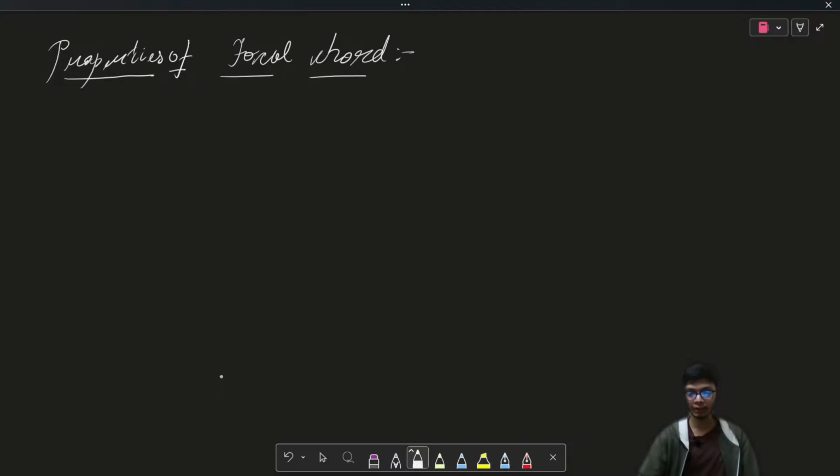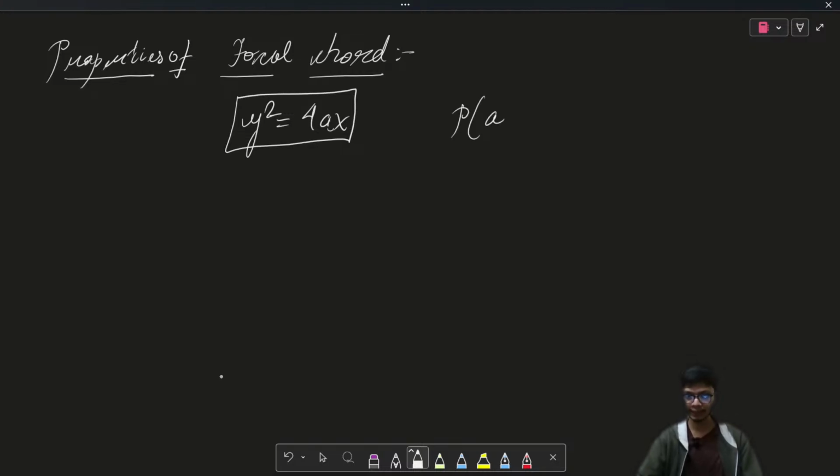So if I talk about the properties of focal chord, let us try to take the simple case of a parabola, that is y square is equal to 4ax, which is a standard simple parabola, right? For this standard parabola, any general point can be taken as (at square, 2at), right? So this is a standard parabola for which any point can be given like this, where t is any parameter which is a real number, right?